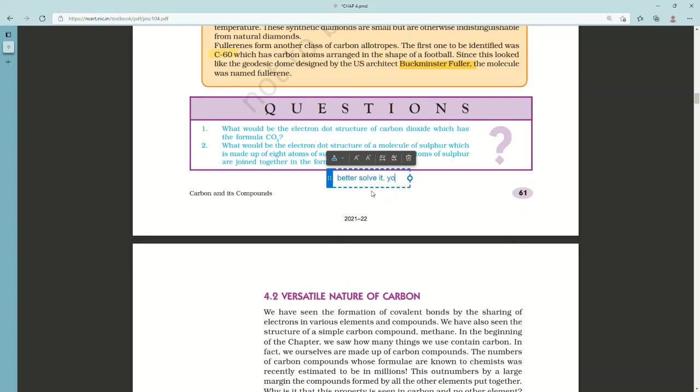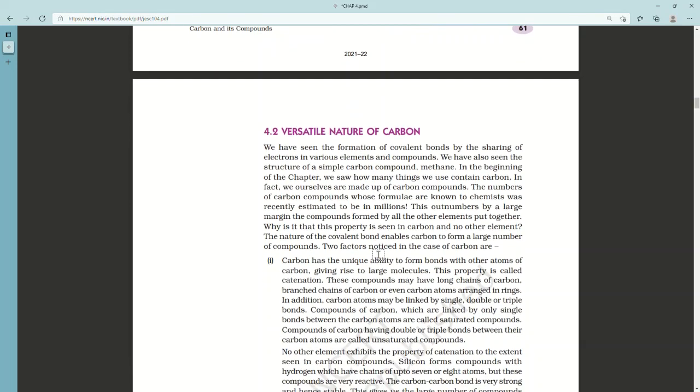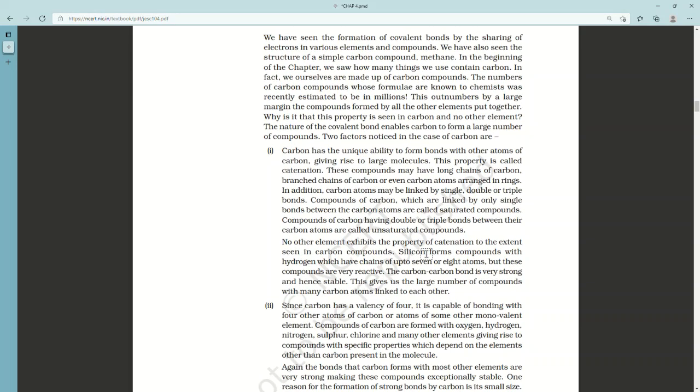Silicon forms compounds with hydrogen which have chains of up to 7 or 8 atoms, but these compounds are very reactive. The carbon-carbon bond is very strong and hence stable. This gives us the large number of compounds with many carbon atoms linked to each other.